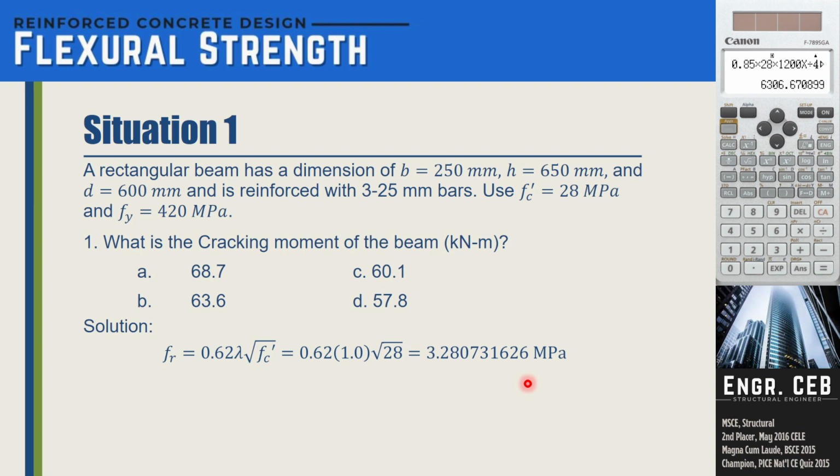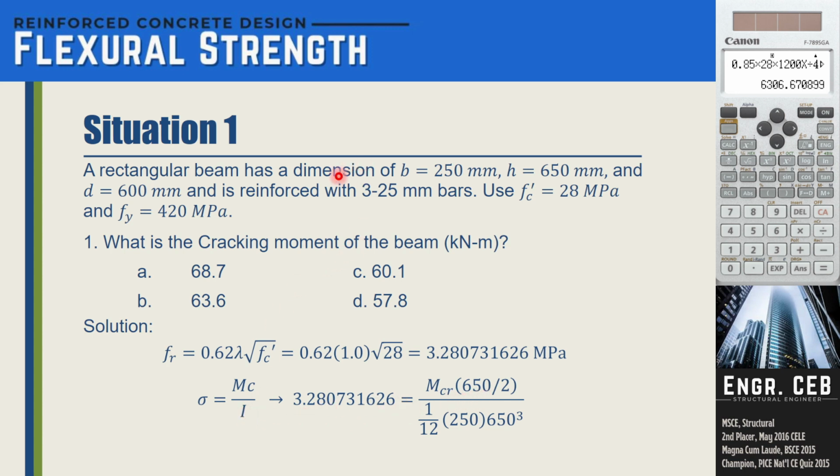In order to determine the cracking moment, we will use our formula in strength of materials, specifically the formula for flexural stress, which is simply Mc over I. If we are computing for the cracking moment, the flexural stress will reach the modulus of rupture. So the computed value of 3.28, we substitute here. And then we substitute c and the moment of inertia.